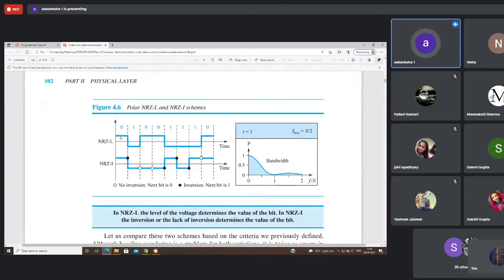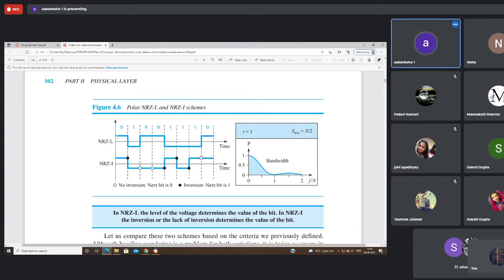So, polar NRZ-L and NRZ-I schemes. In NRZ-L, 0 bit is represented as positive voltage level, and 1 bit is represented as negative. You can have vice versa, no problem. Normally we can take 1 as positive and 0 as negative. That's up to you, entirely up to the coder or the protocol.